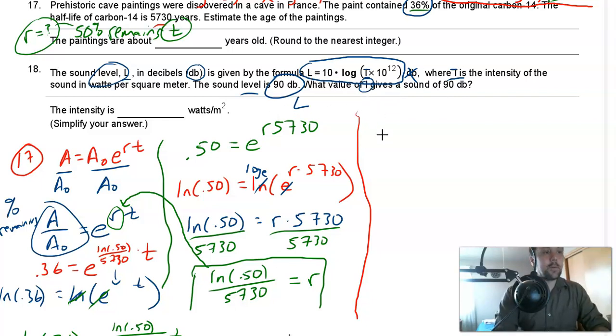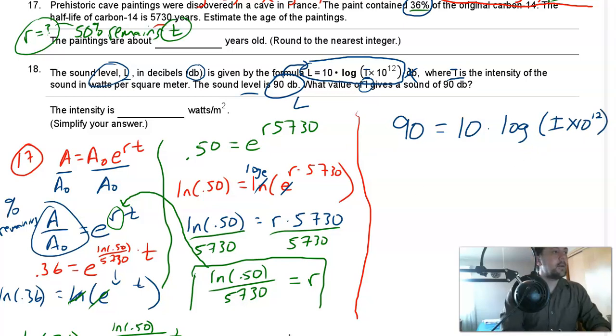So I'm going to take this formula. I'm going to plug 90 in for L, right? So we'll get 90 equals 10 times log base 10 of I times 10 to the 12th power. Right? And then I'm going to solve this for I. It's stuck inside of a logarithm, so our rule of thumb for solving a logarithmic equation is to convert it to exponential form by doing the loop, but you can't do that unless the logarithm's by itself. So you can't do the loop yet.